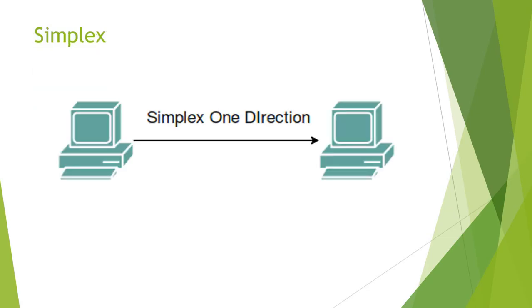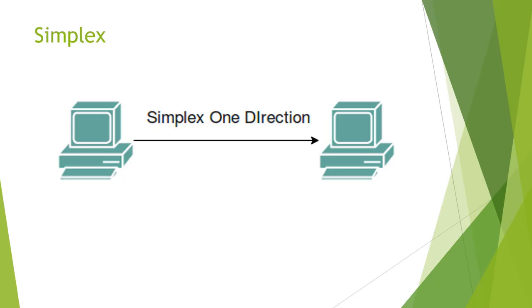Simplex mode. See the diagram. It means one-way communication. Simplex mode is nothing but one way of communication. For example, keyboard to computer. When the keyboard is typing, that will be displayed on the computer screen.